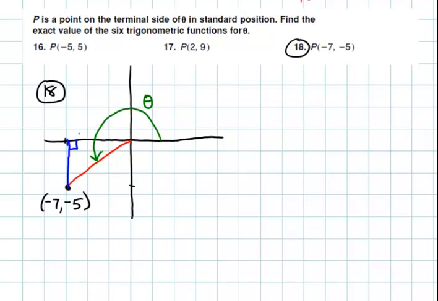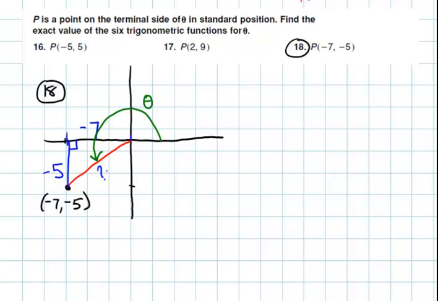Now I know a couple of things about this right triangle. I know that this value right here is equal to -5, because that was the y-coordinate of the point, and that measures how far below the x-axis we are. I know that the value here is -7, and again, that's because my x-coordinate this time is -7, which measures how far away from the y-axis I am. So I have measurements for x and y. Now all I need to finish off my right triangle is this side right here.